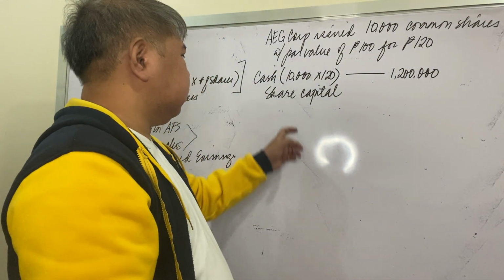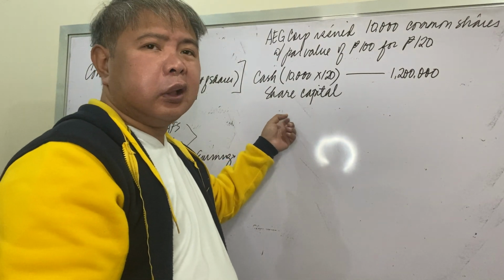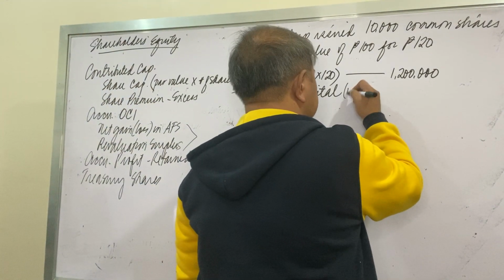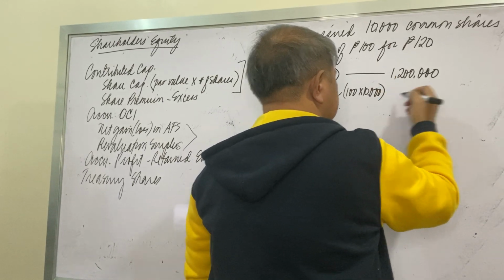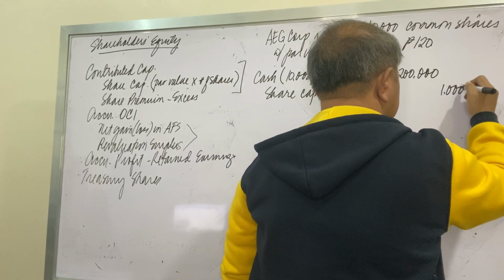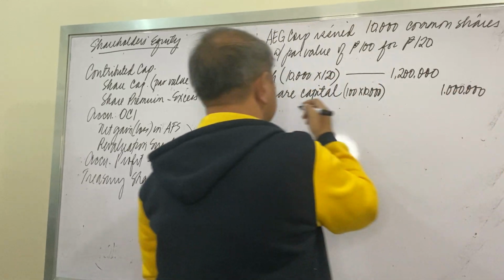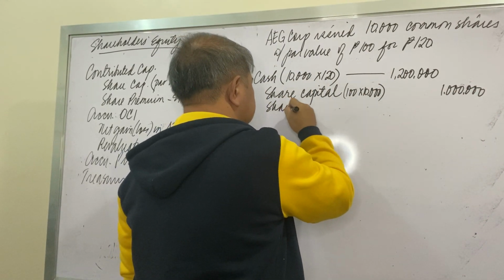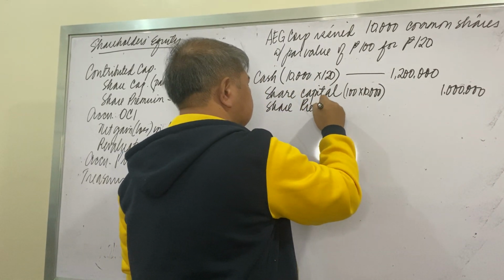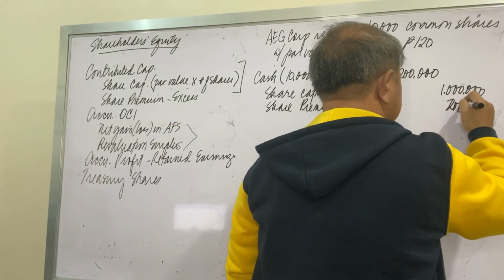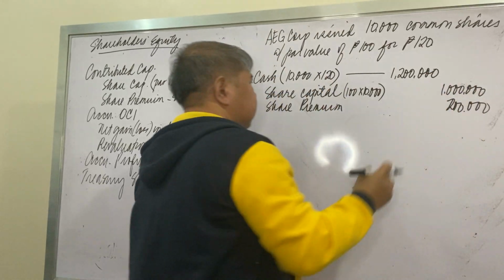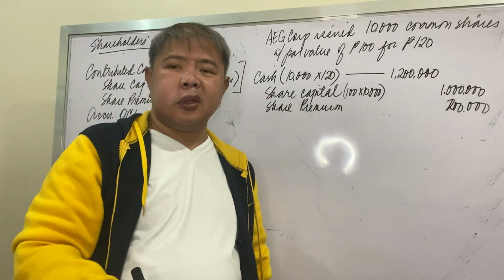1.2 million. Then the share capital will be credited up to the extent of the par. So therefore, this is 100 times 10,000, so this is 1 million. And then the excess would be the share premium, for 200,000. So this is the basic entry for the issuance of share capital.